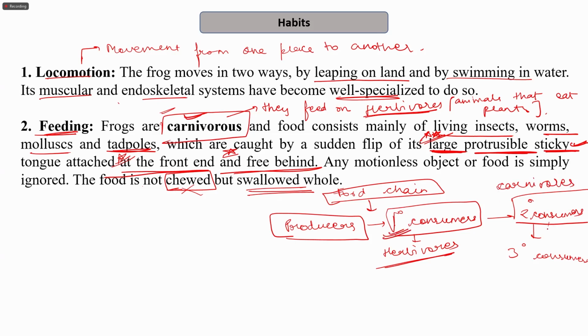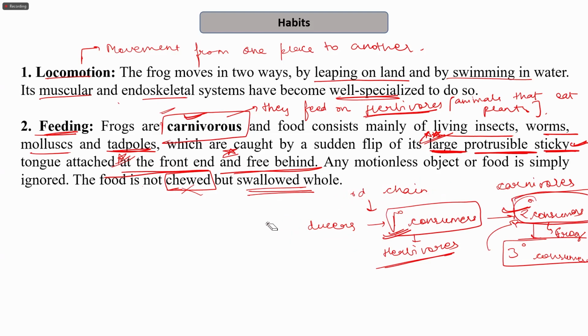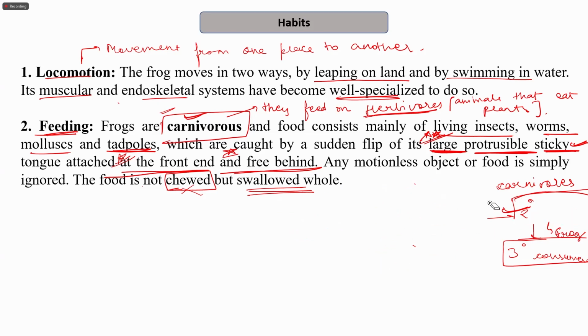So the frog, being a carnivore, belongs to the category of secondary consumer in the food chain. There are many larger species that can further feed on the frog. Therefore, the frog belongs to the category of secondary consumer. So this may be asked, which category of the food chain the frog belongs to. The frog belongs to the category of secondary consumers in the food chain.